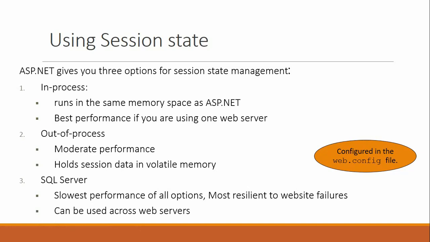Second one, out of process. This is a moderate performance, and it is stored in a volatile memory somewhere else. It is stored in a separate space, like session data in the RAM of your server, but not in the same as your application. It's kept separately, out of the process. Process means your application which is running, guys. In process means the same memory space as the application. Out of process is outside the memory space of that particular application, but still in RAM only.